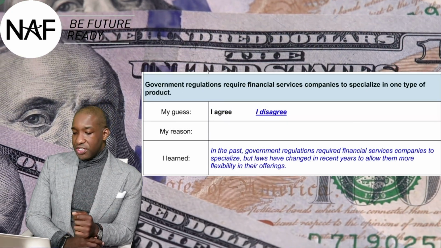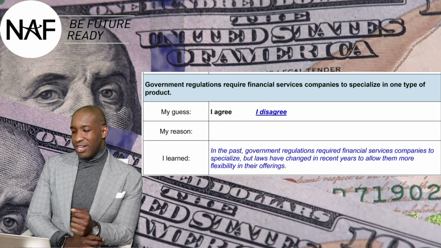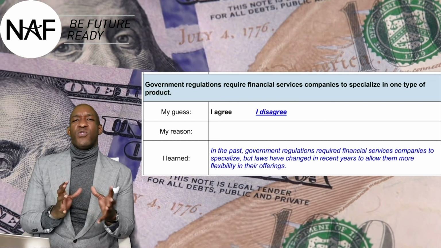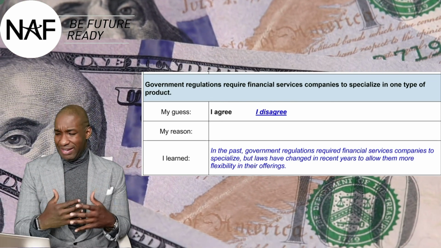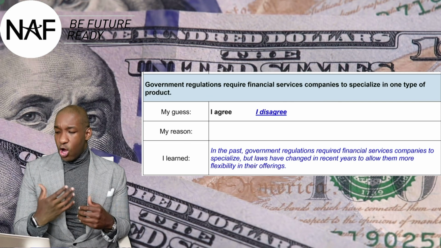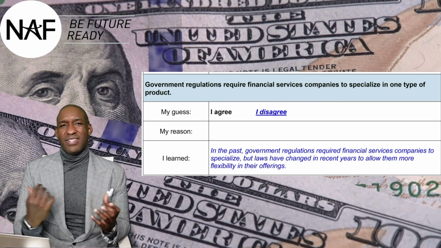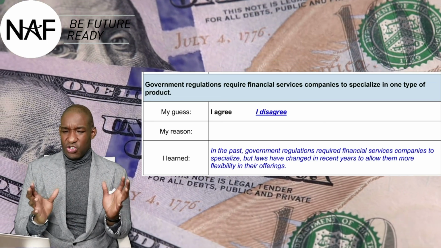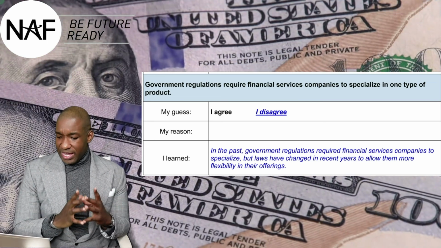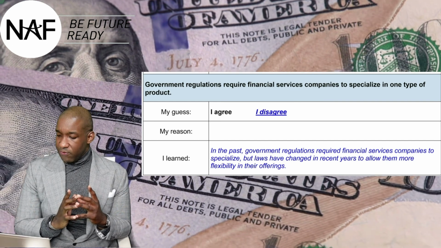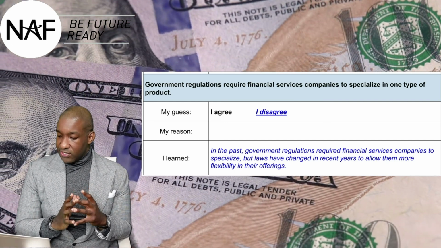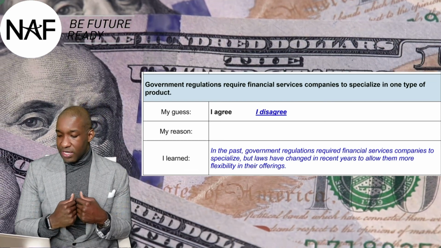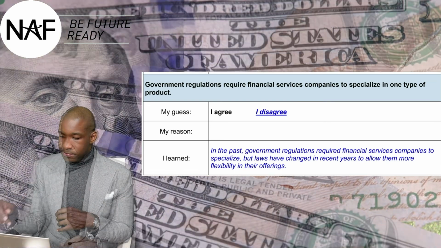Government regulations require financial services companies to specialize in one type of product. Another way you could think about this, if you're thinking about an exam, is think about it saying only one type of product. That's another one of those, always, never, only is another one that should raise a red flag. In the past, government regulations required financial services companies to specialize, but laws have changed in recent years to allow them more flexibility in their offerings.